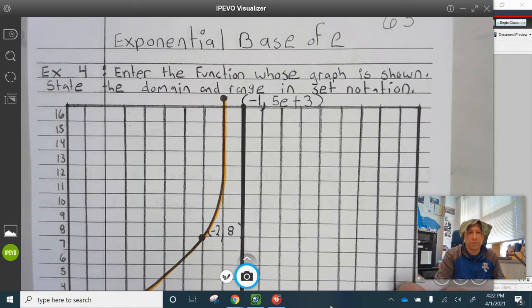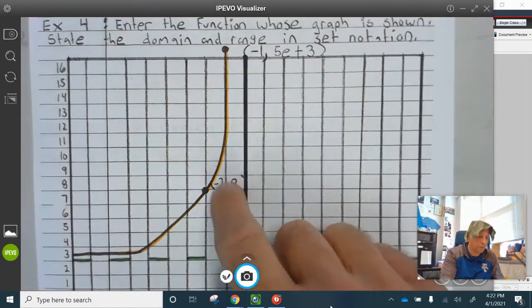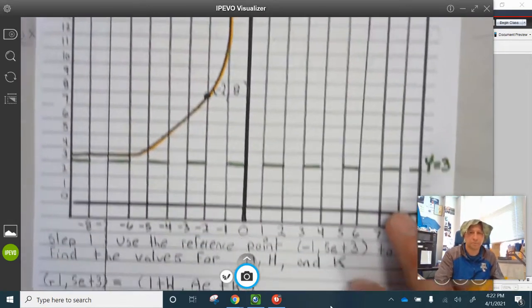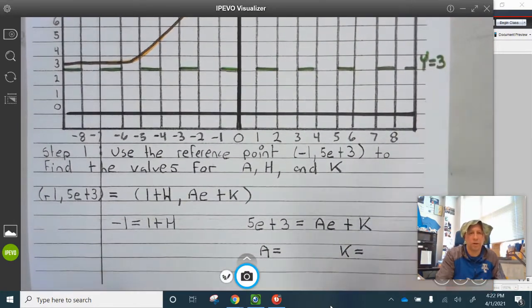All right, example 4. Enter the function whose graph is shown. State the domain and range in set notation. Okay, so we have our graph, and we have these points. So step 1, we're going to use a reference point -1, comma 5e plus 3 to find the values of a, h, and k.